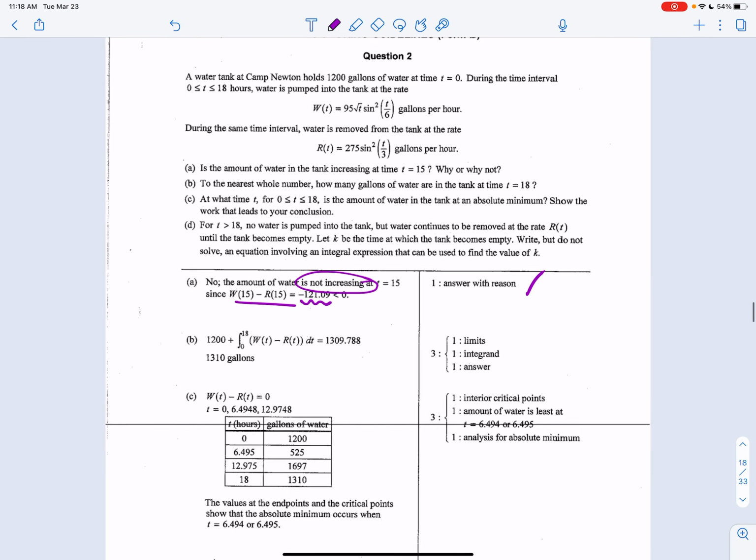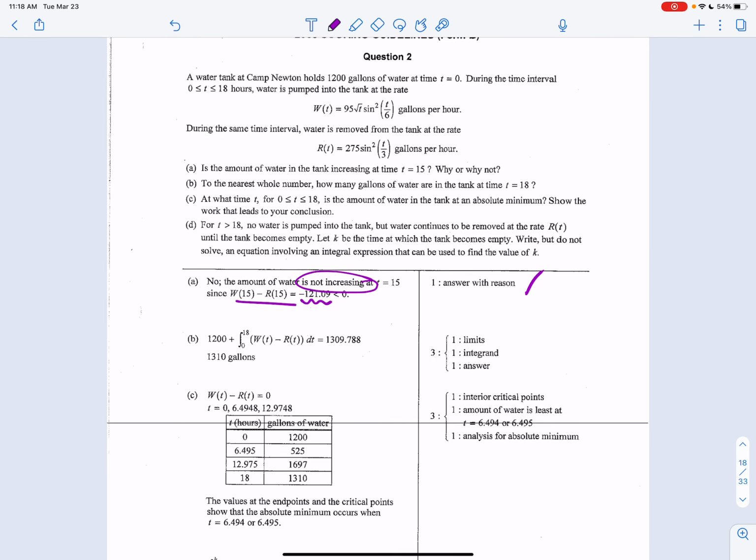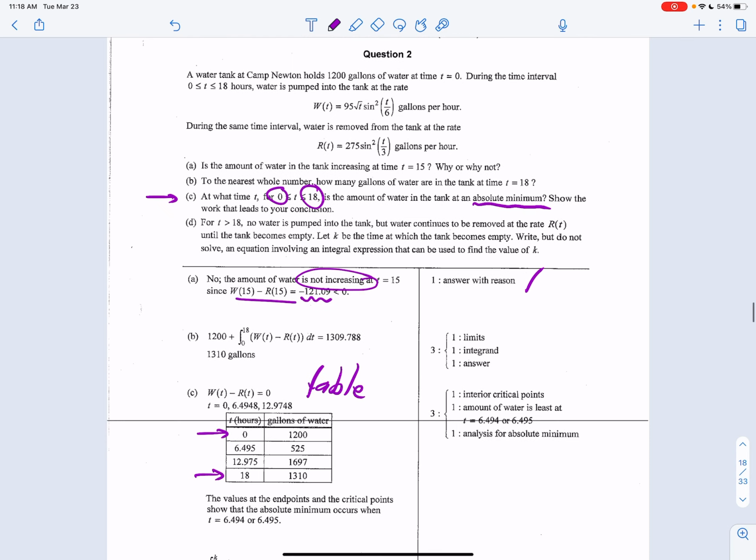Okay. So let me talk to you about this one here, just so that we have it in front of us. Part C, we're looking for an absolute minimum. Okay? So we make a table, which is right here. Absolute minimums can occur at the endpoints, so 0 and 18, or wherever the derivative is 0. So the amount of water in the tank, represents how much you start out with, 1200.